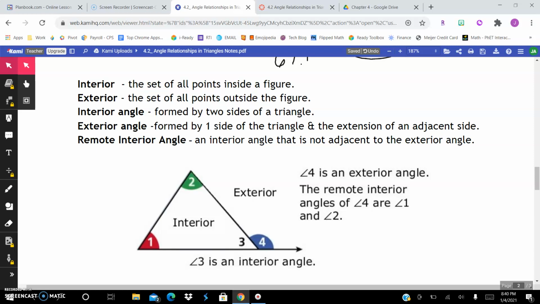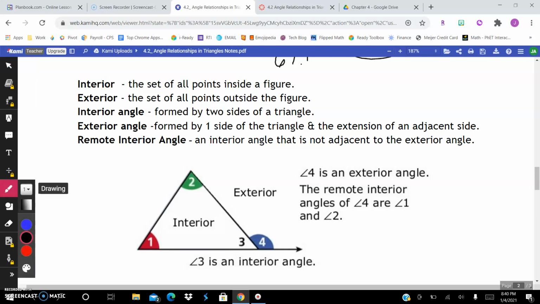Interior is the points inside a figure. The interior is on the inside. Exterior is a set of points on the outside of the figure. Exterior means outside. Interior angles are the angles formed by the two sides of the triangle, and those are the insides. Exterior angle is formed by one side of the triangle and an extension.